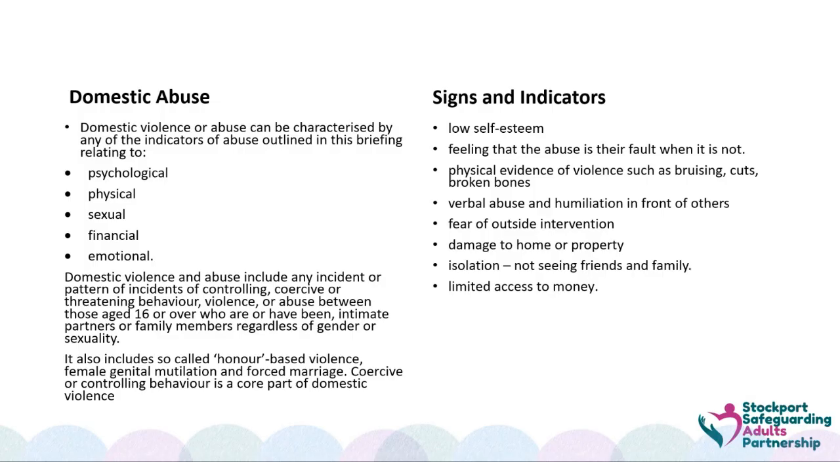Again, we have spoken about some of these previously, but some of the signs and indicators may be low self-esteem. There may be that they're feeling that the abuse is their fault when it's not. There may be some of that victim blaming. There may be signs of physical evidence of violence, such as bruising, cuts and broken bones. It may be that you see verbal abuse and humiliation in front of others. It may be fear of outside intervention, damage to the home or property, isolation with them not being able to see their family and friends, and with that financial element, they may have limited access to money.